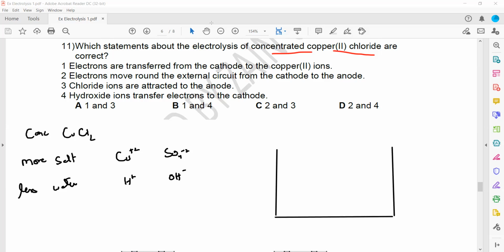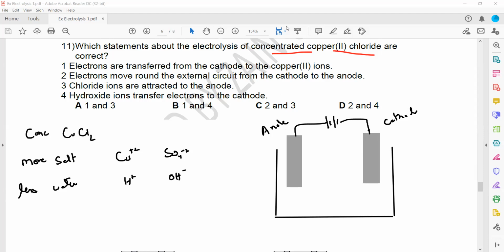we have electrodes. They did not specify it. If they do not specify what material the electrodes are made of, your consideration is always that they will be made of platinum or graphite. The one connected with the positive terminal is the anode, the one connected with the negative terminal is the cathode. So copper ions are there, chloride ions are there, hydrogen ions are there, and hydroxide.